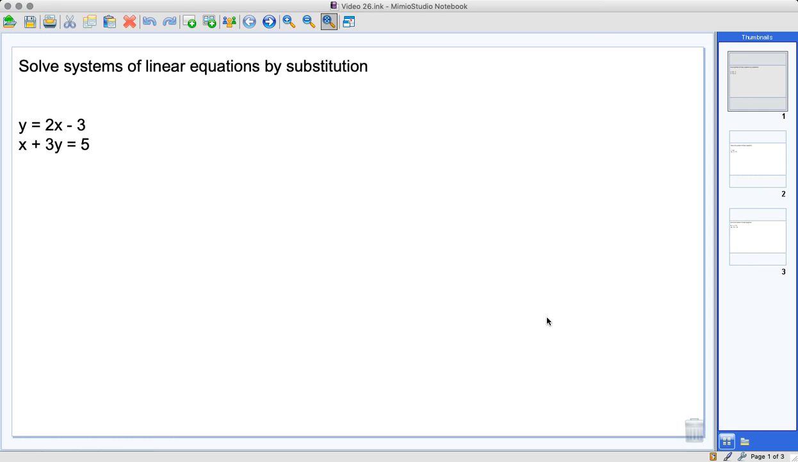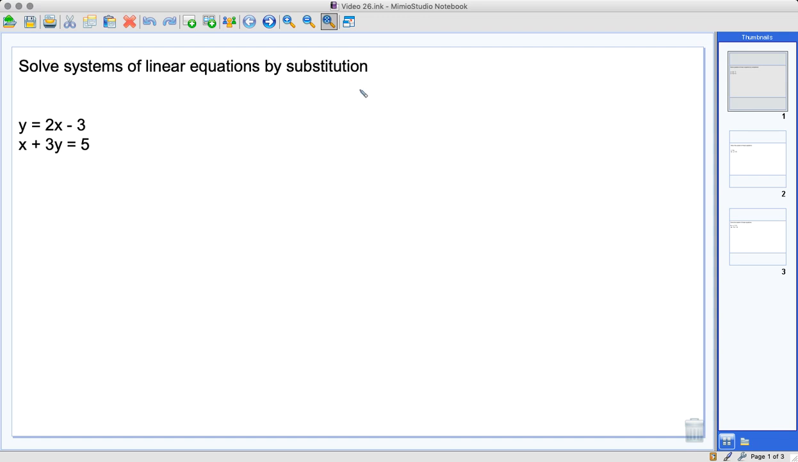All right, so last lesson we talked about solving systems using graphing. Today we're going to talk about solving systems using substitution. This is going to use your algebra skills, your solving skills, instead of your graphing skills. Substitution just means replacing something.